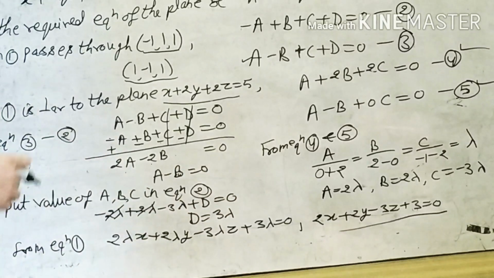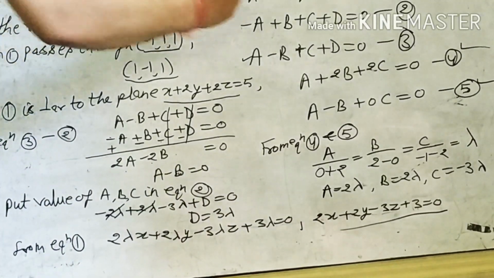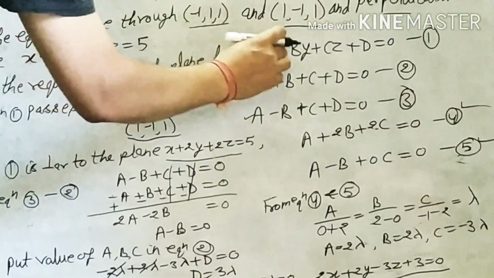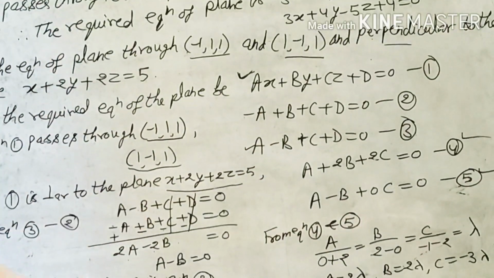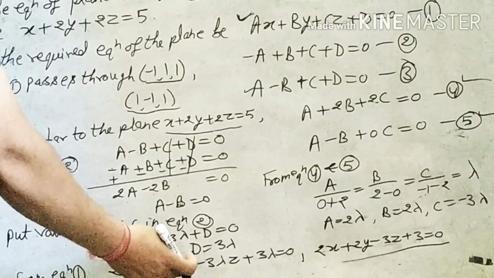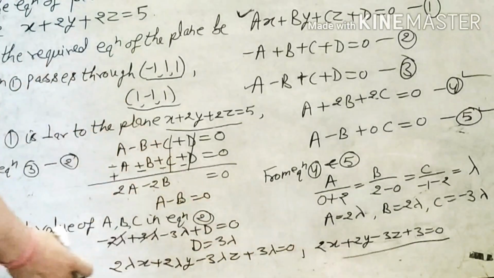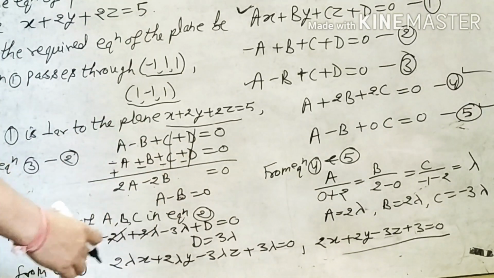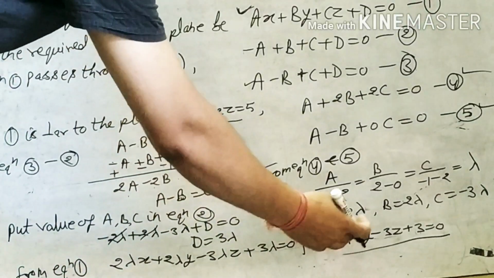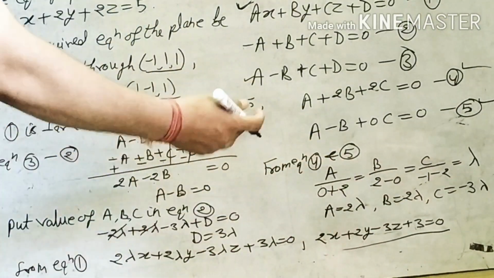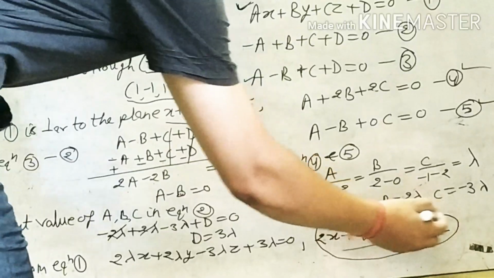Now value of a, b, c, d put in equation first, you will get 2 lambda x plus 2 lambda y minus 3 lambda z plus 3 lambda equal to 0. Lambda is common, so after taking lambda common you will get 2x plus 2y minus 3z plus 3 equal to 0. It will be your final equation of the plane.